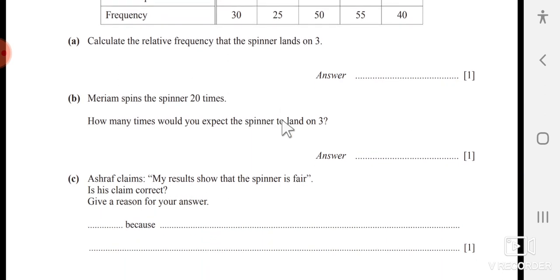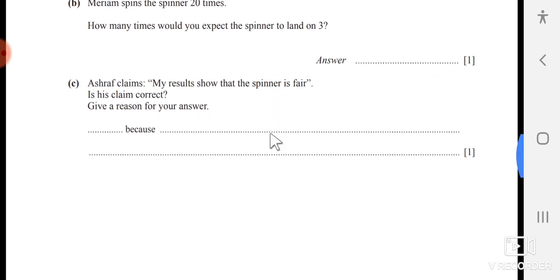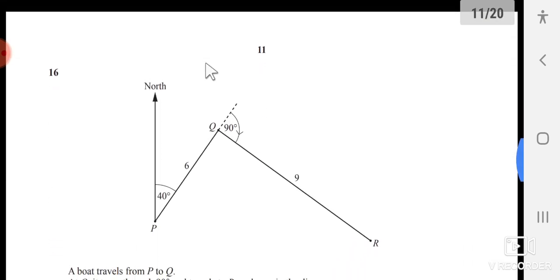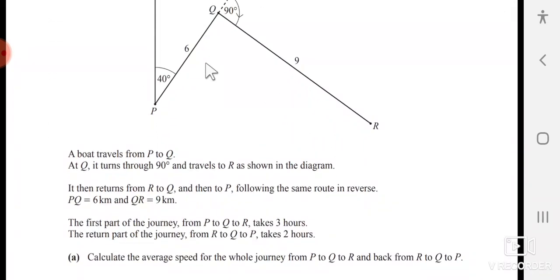Mariam spins the spinner 20 times. Multiply that relative frequency by 20 times. You will see the number of times the spinner lands on 3. That way you can calculate the answer. Ashraf claims my results show that the spinner is fair. Is his claim correct? Give a reason for your answer. First calculate Ashraf's score, whatever he is saying, then see your answer and give a possible answer for this. So this way actually we do all these types of questions.